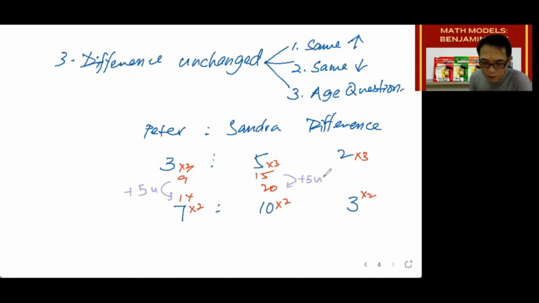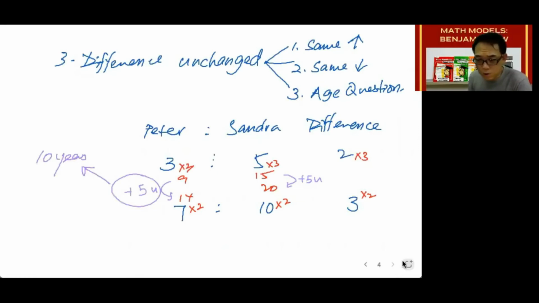In a question like this, they would say something like 10 years later, Peter and Sandra, their age is 7:10, and previously it was 3:5. So from 3:5, it becomes 7:10, and they have aged by 10 years. So then 5 units is 10 years. So 1 unit is 2, and then you solve the question. This is the difference unchanged question.